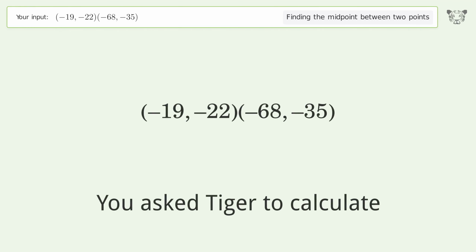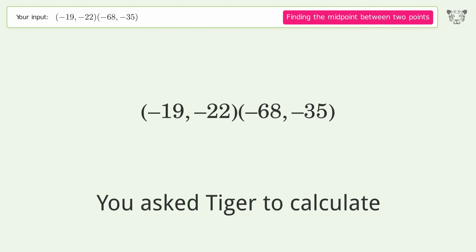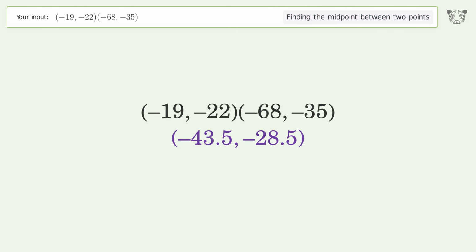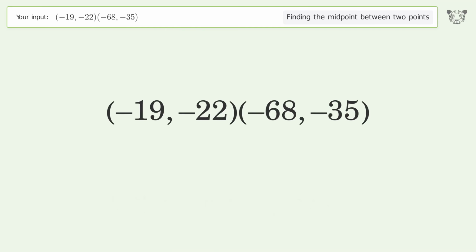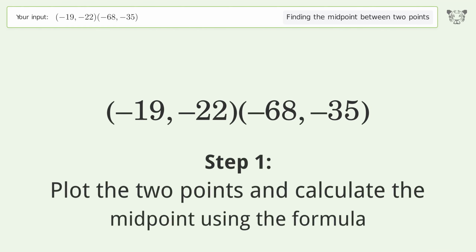You ask Tiger to calculate. This deals with finding the midpoint between 2 points. The midpoint between the 2 points is -43.5, -28.5. Let's solve it step by step. Plot the 2 points and calculate the midpoint using the formula.